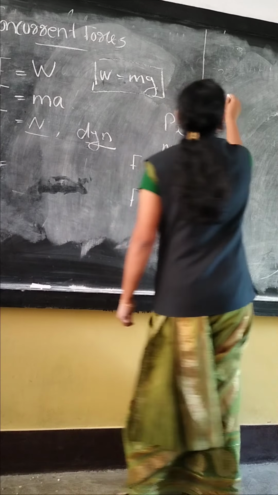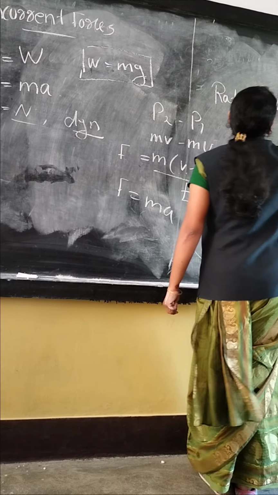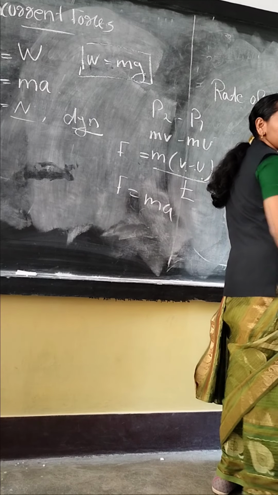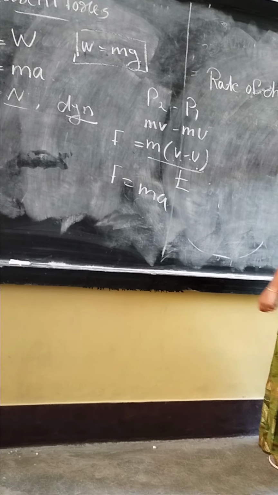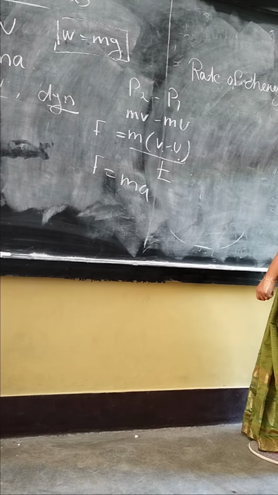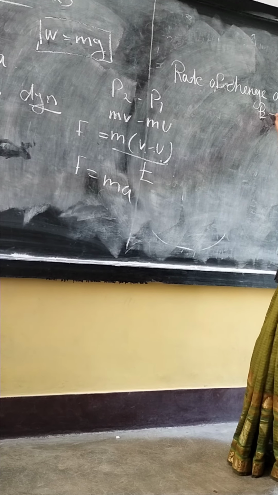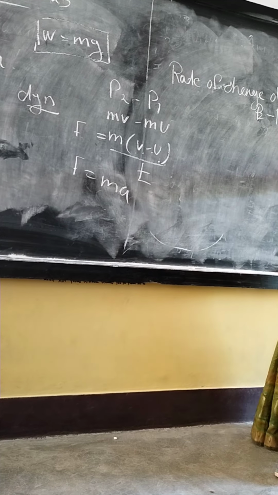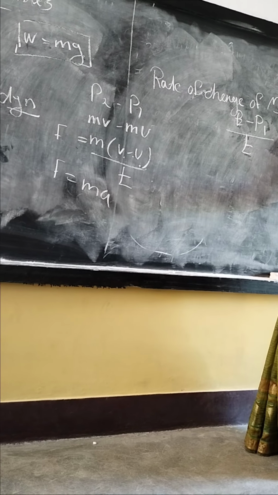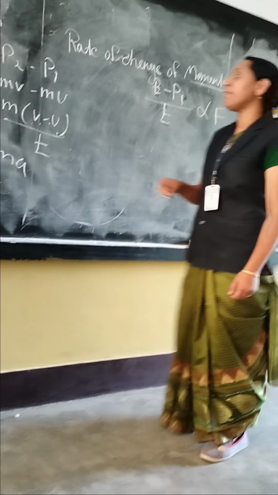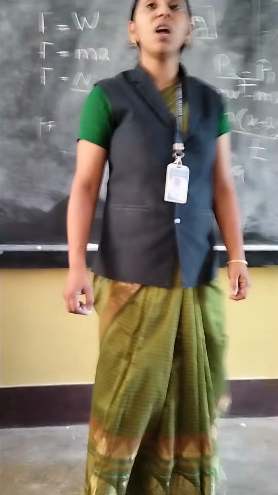I repeat once more: rate of change of momentum. Rate of change means divided by t. So the change of momentum, p2 minus p1 divided by t, is directly proportional to F. Then after that we get the final answer, F equal to ma. Pause the video. This is the introduction starting.